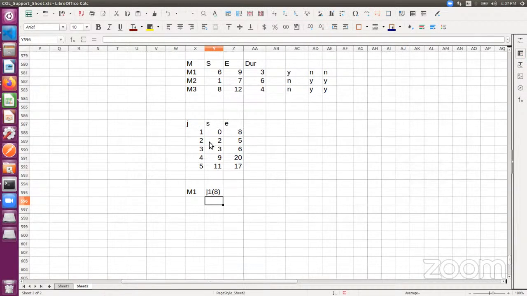Now the second job comes at the second minute. If it comes at the second minute, I cannot allocate this to the same machine, machine 1. So I have to definitely take the second machine, M2, for job 2, and the end time is 5. Now the third job is starting at 3. At 3, machine 1 and machine 2 are both not free, so I have to take machine 3, and job 3 ends at 6.